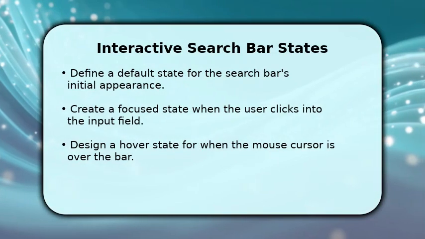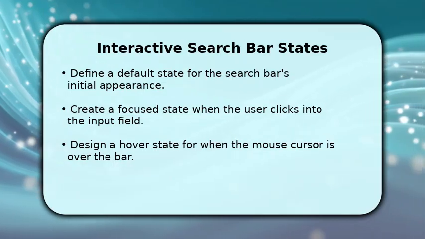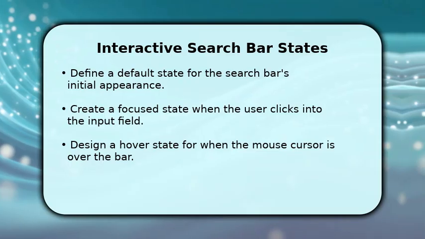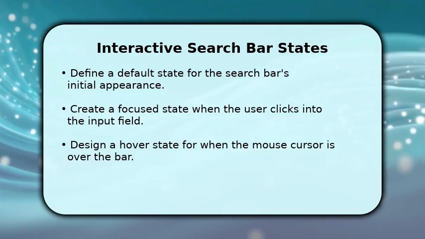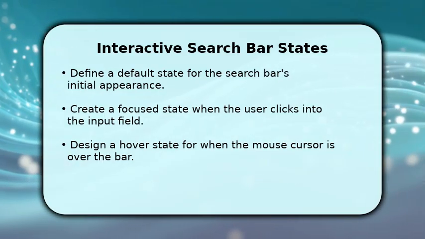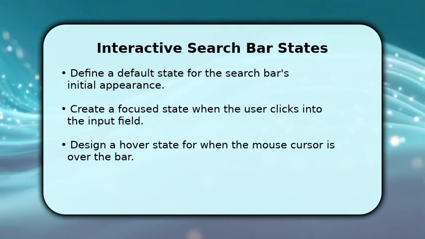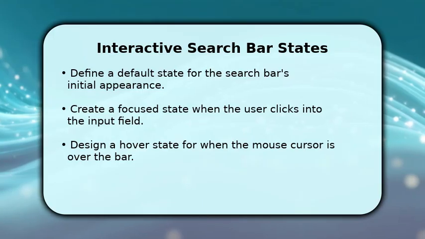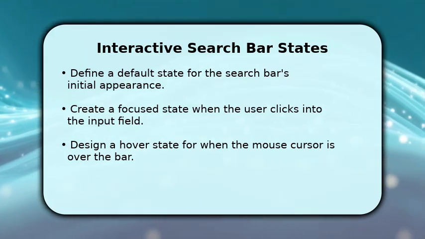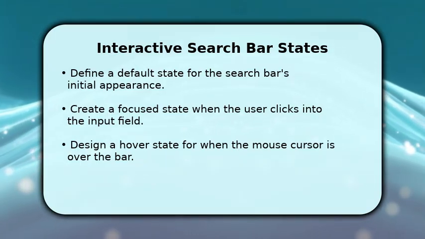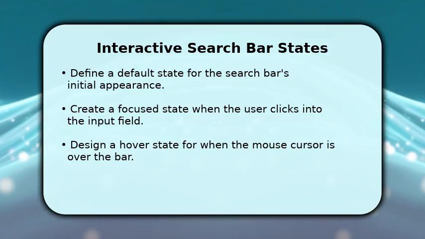Now, let's make your search bar interactive by utilizing component states. You'll want to define a default state for its initial look. Then, create a focus state that activates when a user clicks into the input area, perhaps changing the border color to a vibrant blue. Also, consider adding a hover state for when the mouse cursor passes over the bar, offering visual feedback. Managing these states ensures a dynamic and responsive user experience.